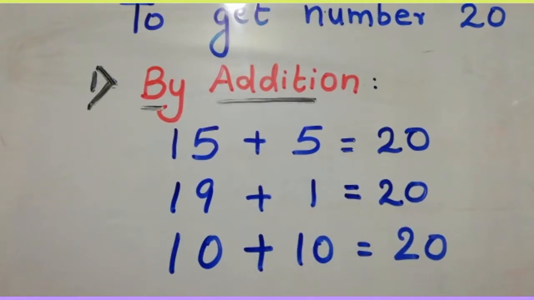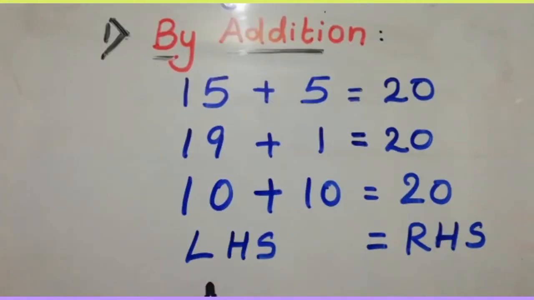Is this clear to you? So LHS, the left hand side, is equal to RHS, the right hand side, in all the three examples. Now by subtraction we will see in the next video.